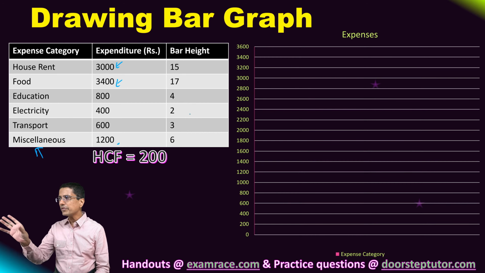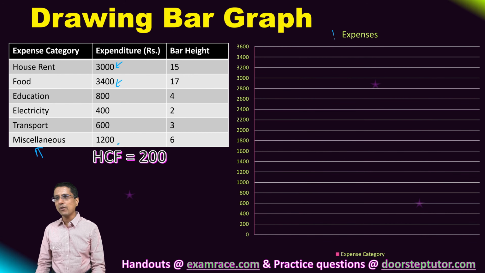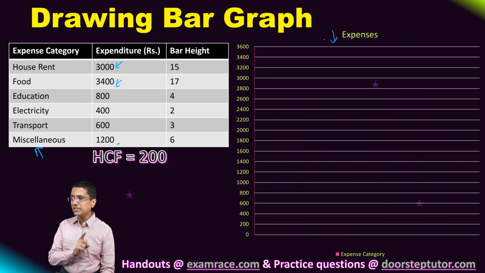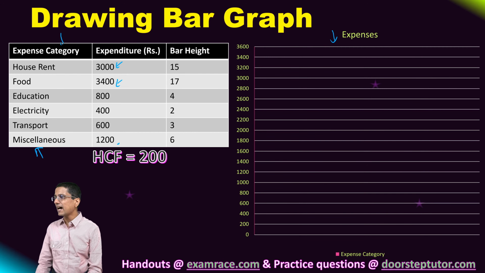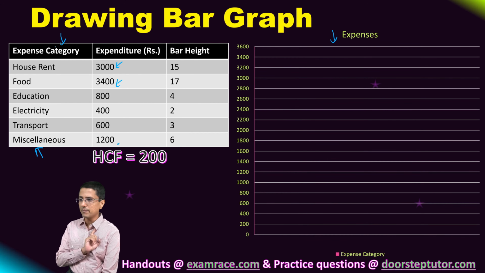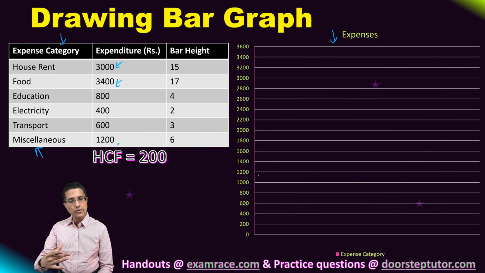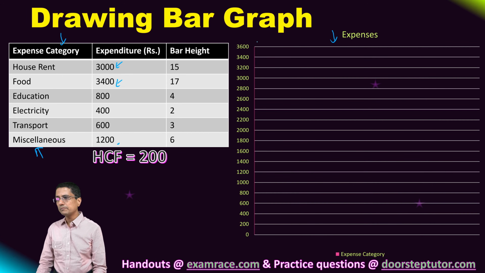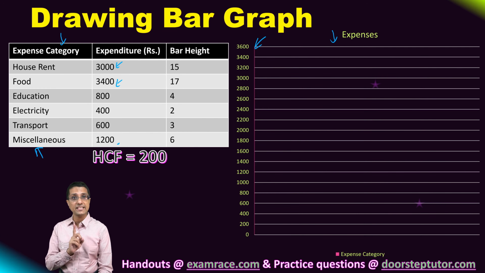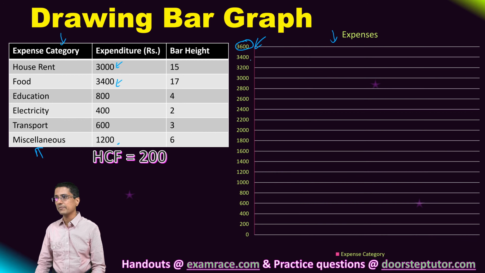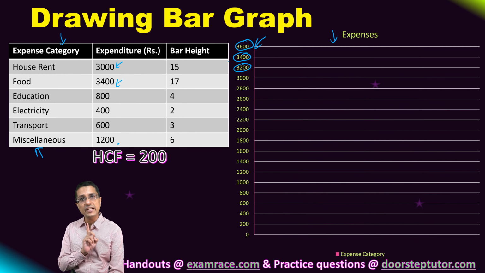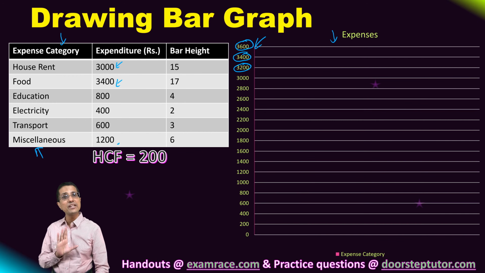I want to plot these expenses in the form of a bar graph. The first thing to notice is that our expenses are categorized, so they are categorical variables. The second thing that we do when we are drawing the bar graph is to draw our y-axis correctly, with the various markings. These have to be very correctly chosen, and the rest of the process becomes very simple.